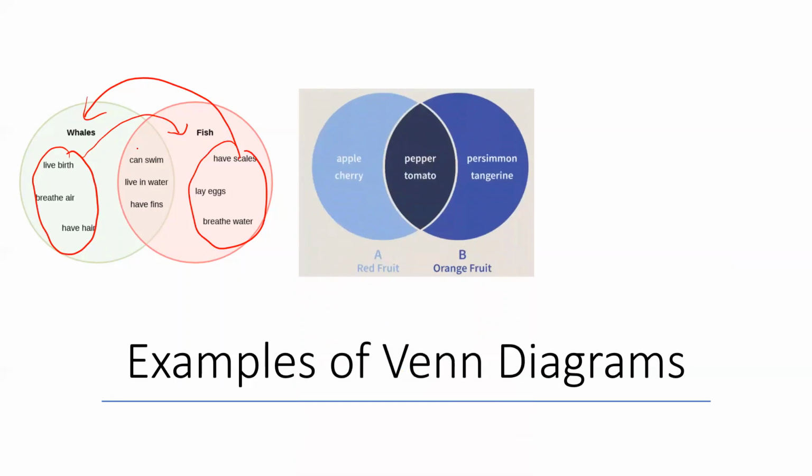Here's another one, showing the division of different fruits and where they belong. Red fruits are obviously in this group, and these are just the ones that are only red fruits. Here are only the orange fruits, and here are the ones that are actually both. So we can see here that these have both properties. They're both orange and red.